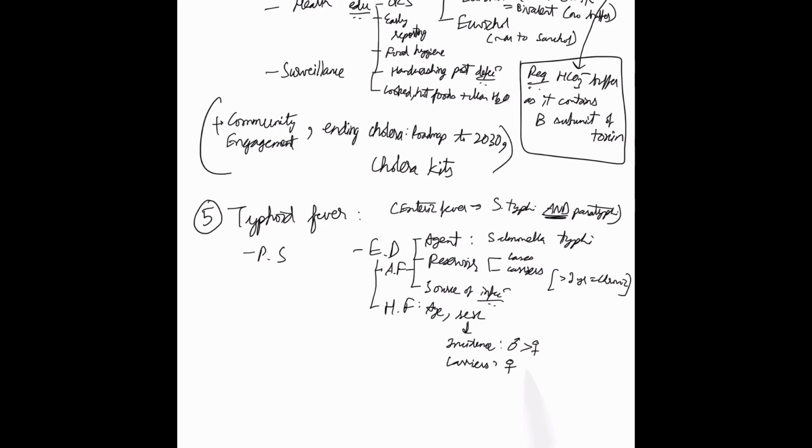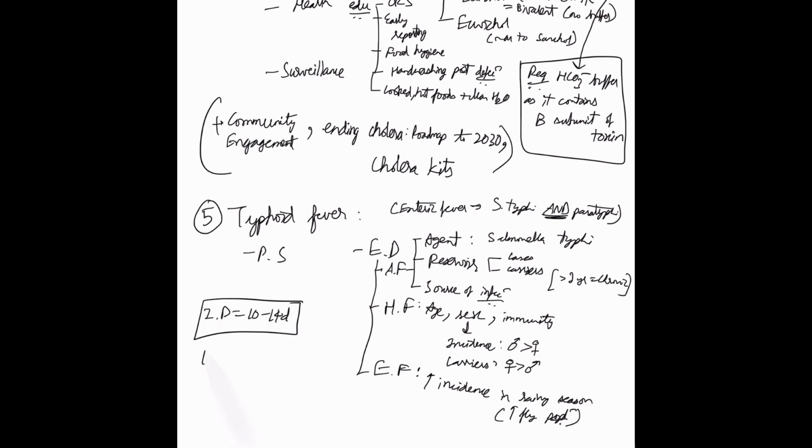Source of infection. Host factors: age, sex, and immunity. The incidence is more in males, however, female carriers are more common. And environmental factors, there's a higher incidence in the rainy season because of the increased fly population. Incubation period is 10 to 14 days. The modes of transmission are fecal-oral or by urine contamination of food.